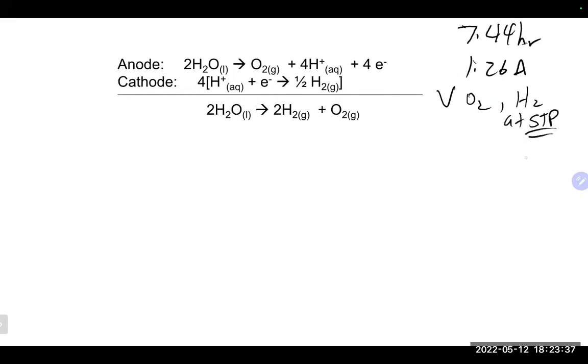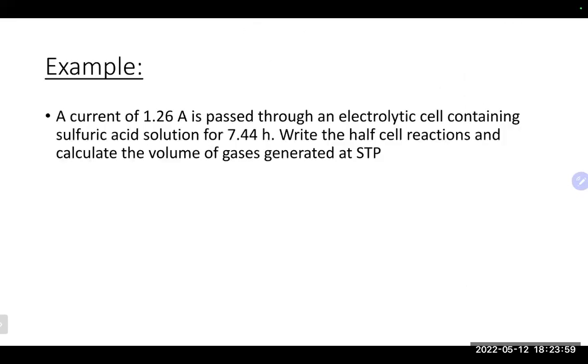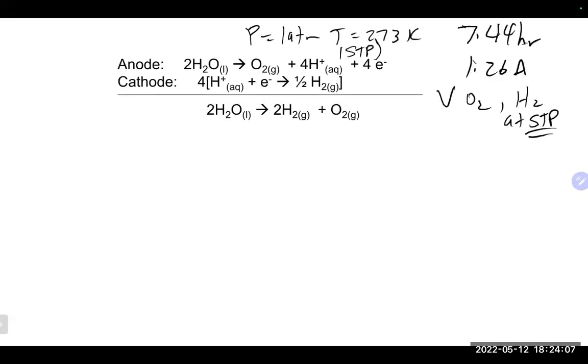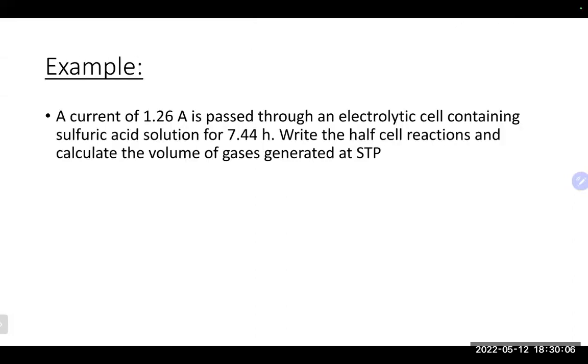STP is standard temperature and pressure. That's a pressure of what? 1 atmosphere and a temperature of 273 K, yeah. I'll give you the reactions for you. And like I mentioned before, as you can see in this question, it doesn't necessarily mention water, it just says sulfuric acid and stuff like that. So again, that is how it's talking about water. Look here and see what we got going on.